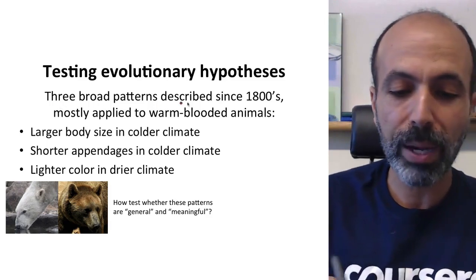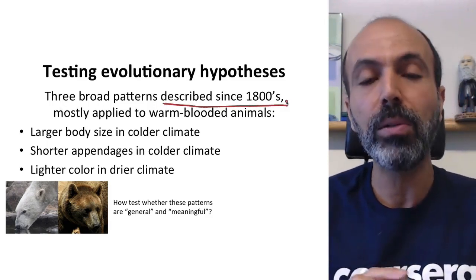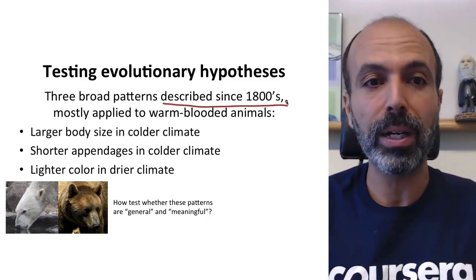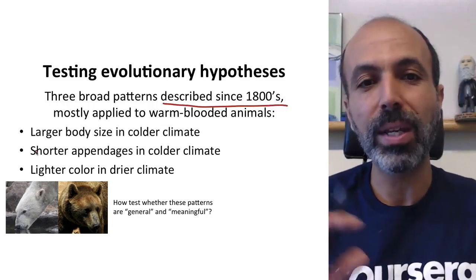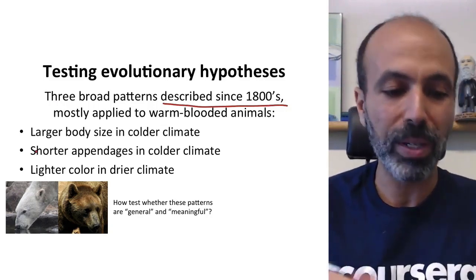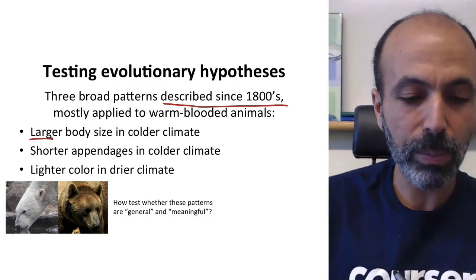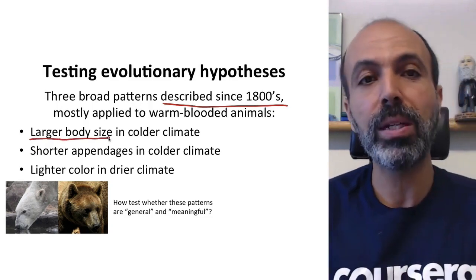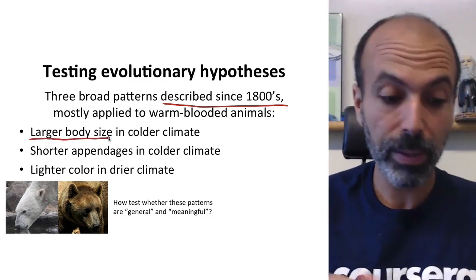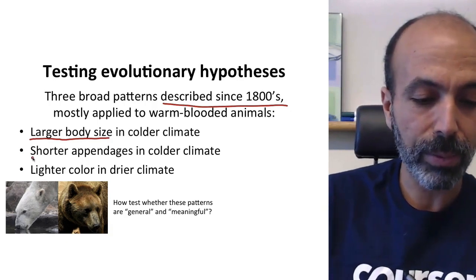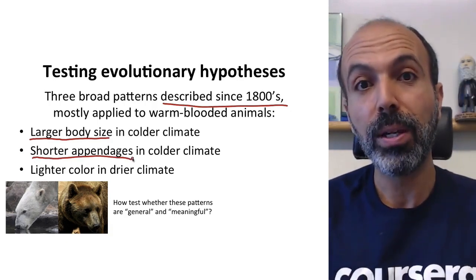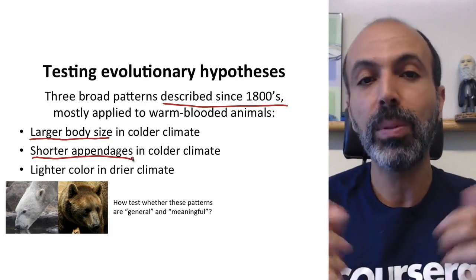These are 3 broad patterns that have been described since the 1800s. They've mostly been applied to warm-blooded animals. They all have specific names, but I don't want to burden you with too many names. One is that, typically speaking, in colder climates, animals tend to have a larger body size. Another is that in colder climates, animals tend to have shorter appendages. By appendages, I mean things like arms, legs, but even things like ears.